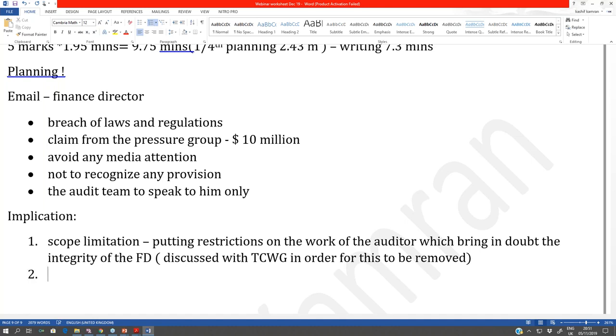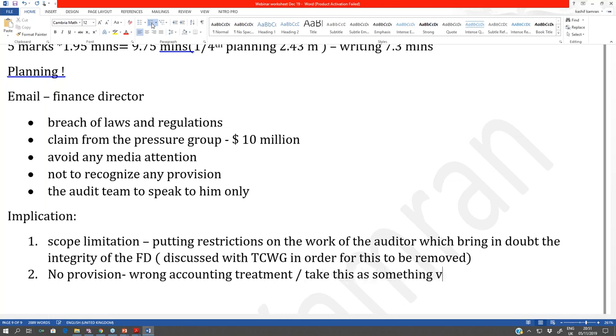Second issue, no provision. He doesn't want a provision to be recognized, which is a wrong accounting treatment, and the auditor needs to take this as something very important, because this is a wrong accounting treatment, and this might materially misstate the financial statements if the provision is not recognized.